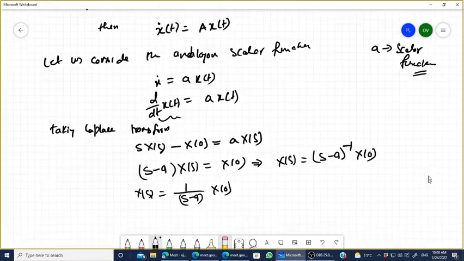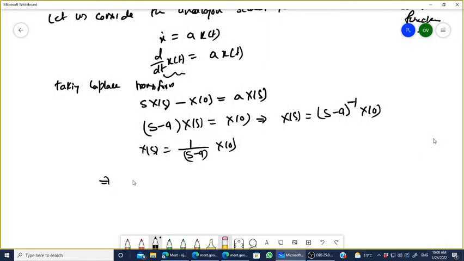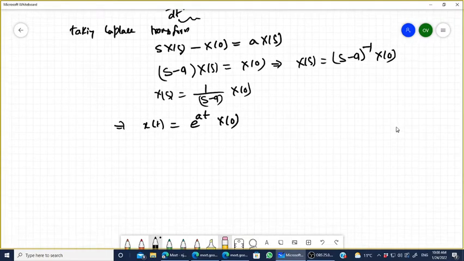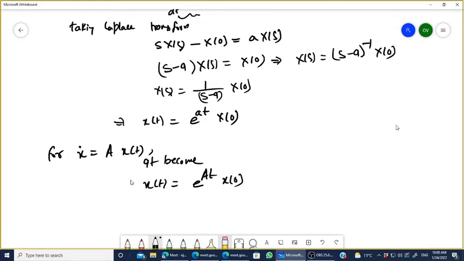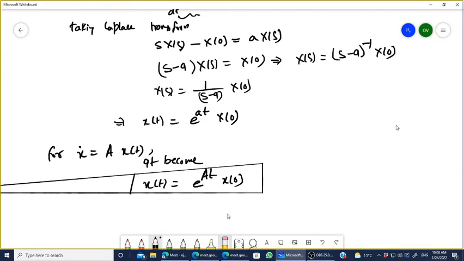And what is the Laplace inverse transform? What is x t now? What is the inverse of 1 upon s minus A? E to the power plus A t, right? E to the power A t x of 0. So you can say that for the scalar function, x t is equal to e to the power A t x of 0. If it is generalized for the vector function A x t, then x t is equal to e to the power A t x naught. Any problem?